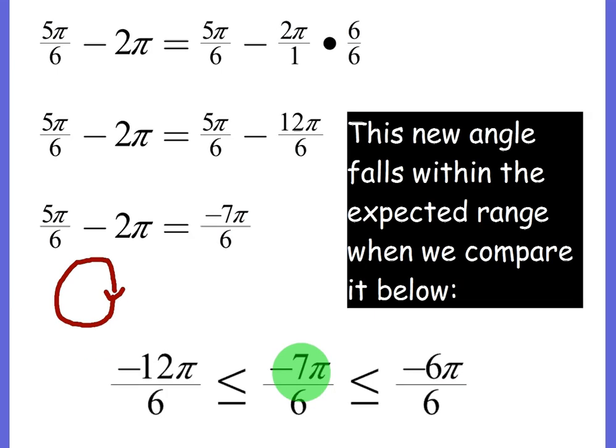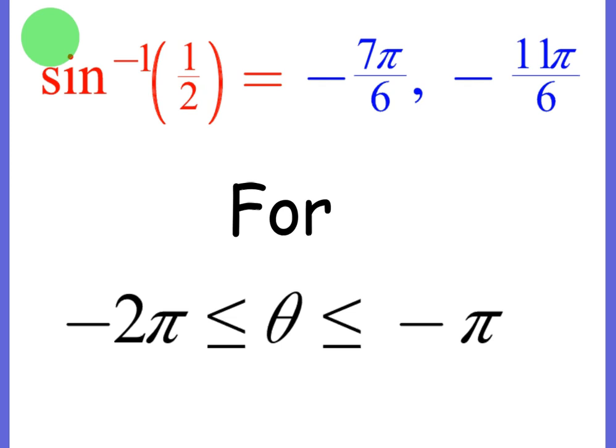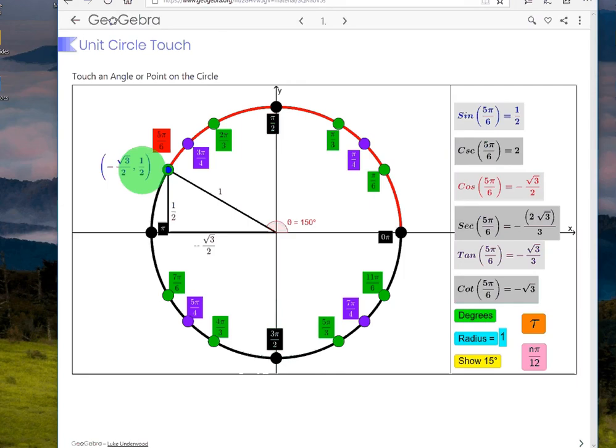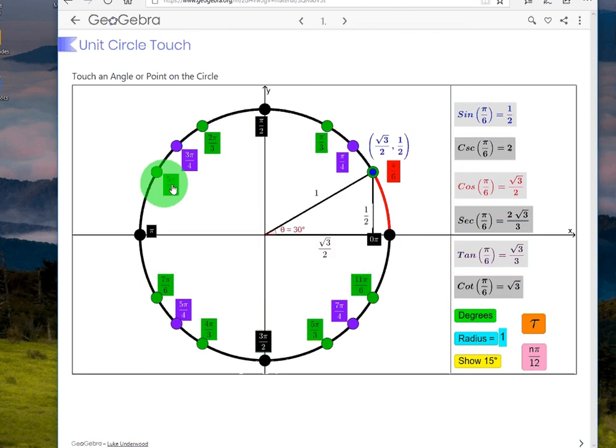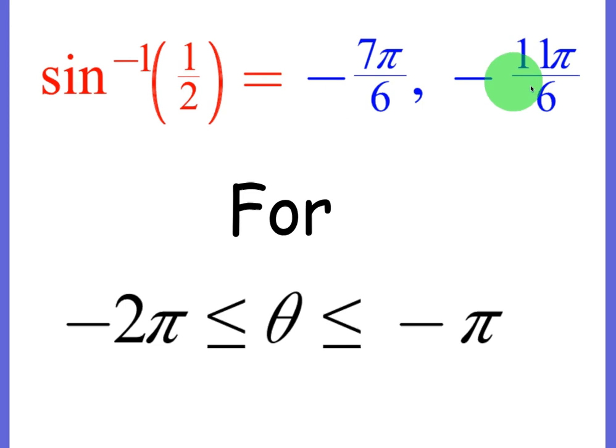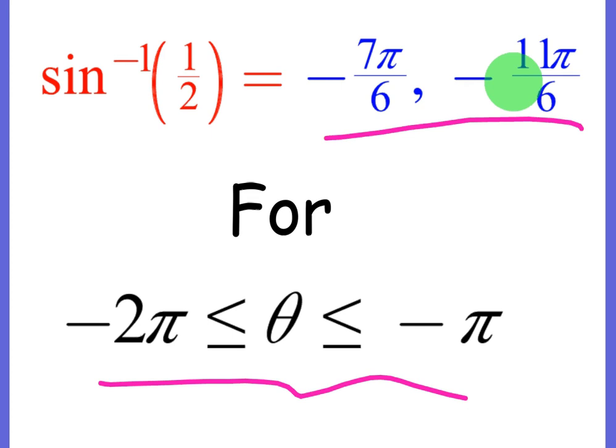for the y value. So what that means is sine inverse of 1/2 are these two angles, which we got from subtracting 2 pi from angles that we already know on the unit circle. Those two angles were 5 pi over 6, we subtracted 2 pi from it, and pi over 6, we subtracted 2 pi from that, and we got these two angles. And we ensured that these two angles were within the range that we were asked to give our answer in. So that's it. Sine inverse of 1/2 is equal to negative 7 pi over 6 and negative 11 pi over 6. Two angles that are in between negative 2 pi and negative pi.